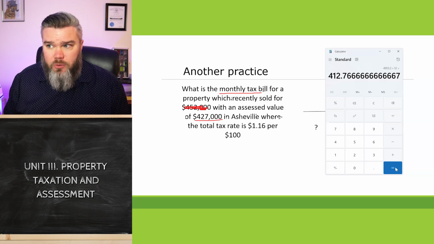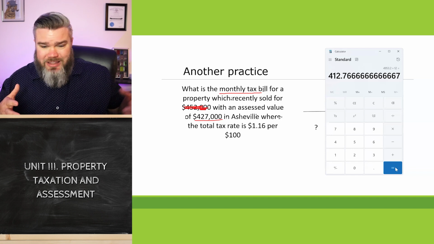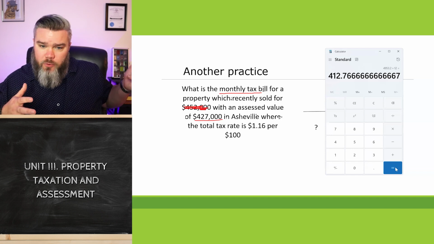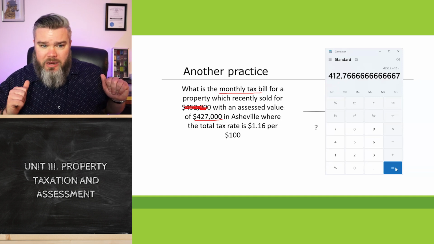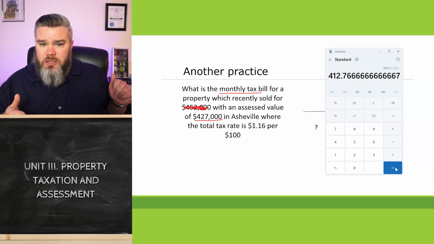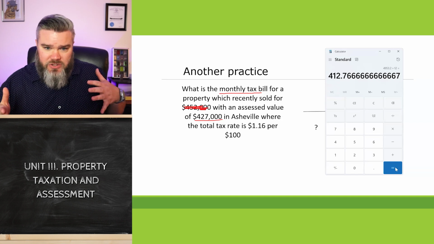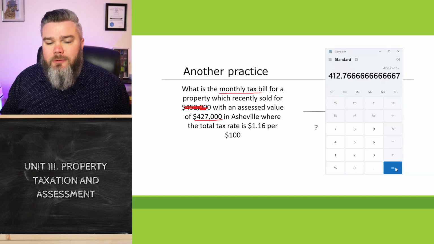So, for example, if I bought a house for $500,000, but the tax assessor says my house is only worth $400,000, I'm paying taxes on $400,000, not what I paid for it. It's not a sales tax. It's a tax for the government based on what they assess your value to be.